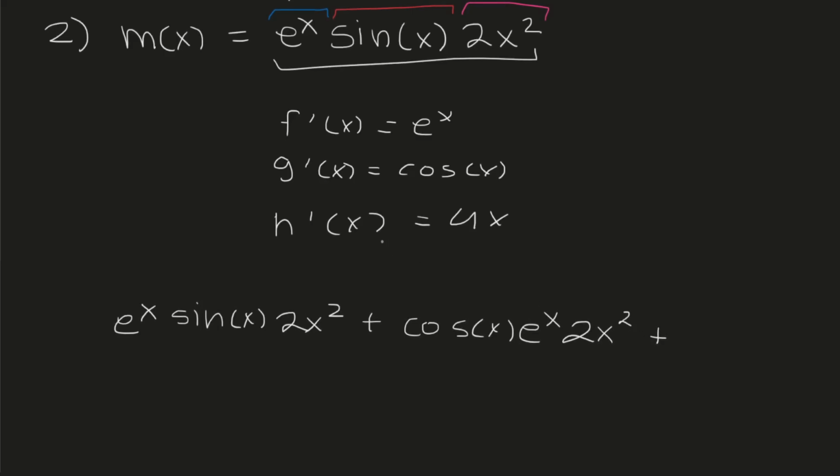And finally, we'll have h of x be the derivative, plus 4x multiplied by the two regular functions, sorry, g of x and f of x in this case, since h of x is the derivative. 4x e to the x sine x.